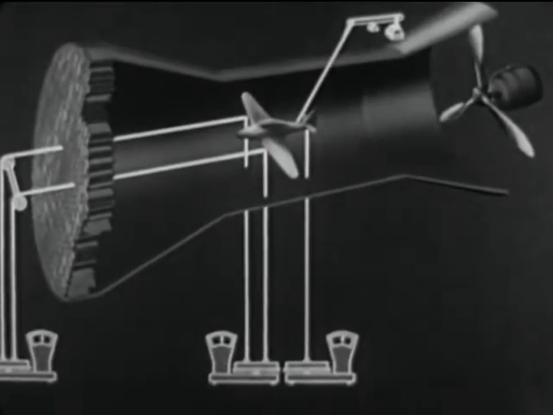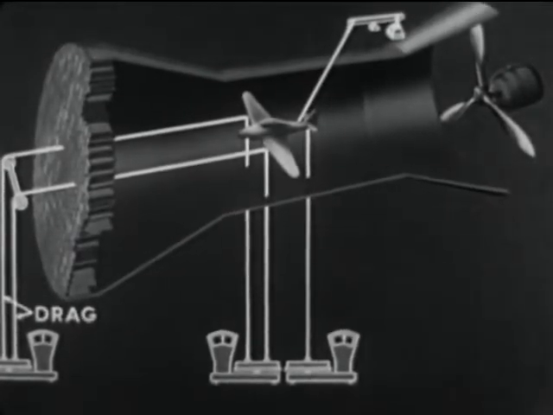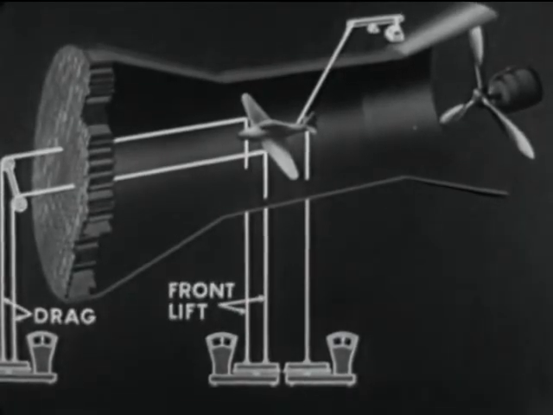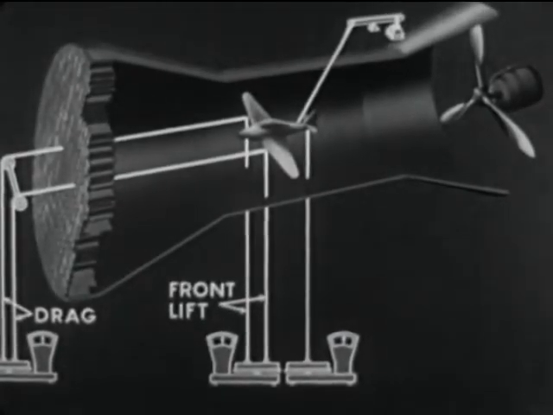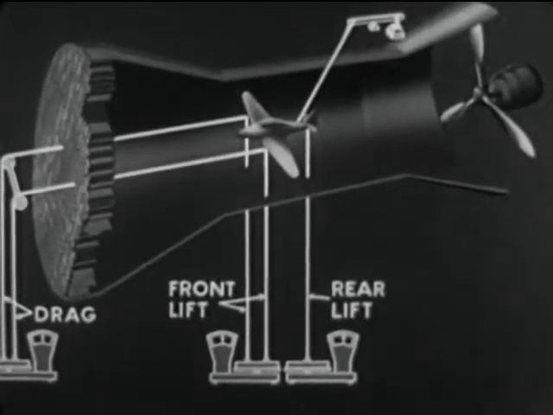With the air flowing at the desired velocity, drag force is exerted upon these wires. Front lift is measured as the actual lifting force upon these wires. Rear lift is the force upon this wire. Total lift is the sum of front and rear lift.